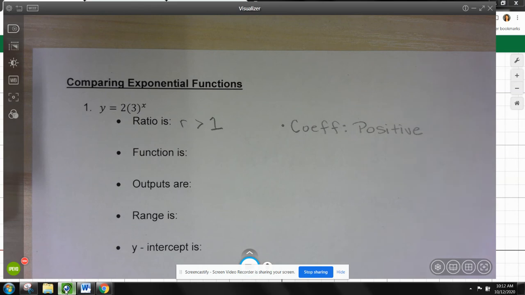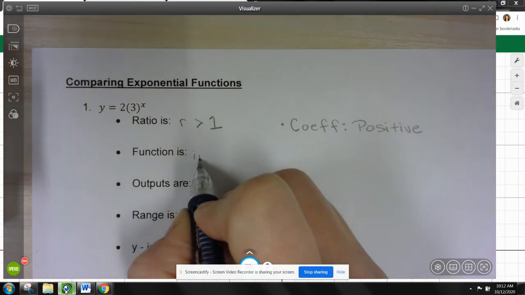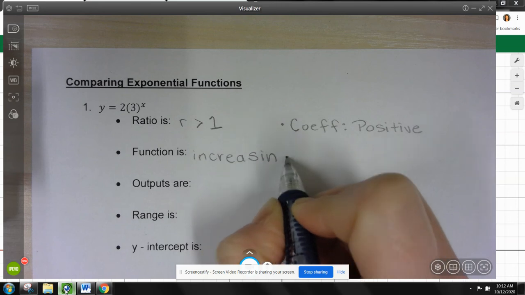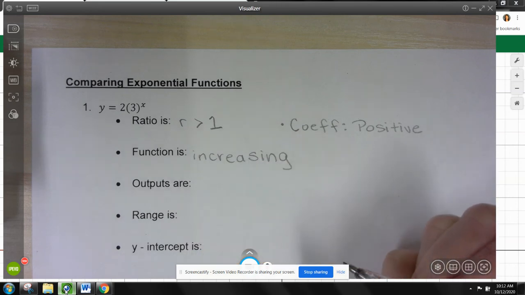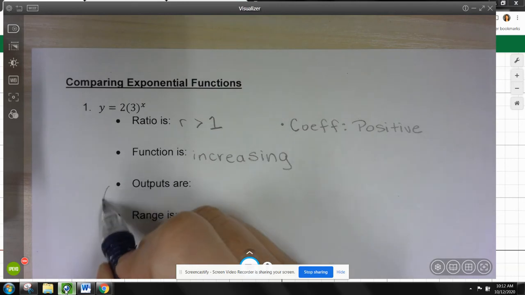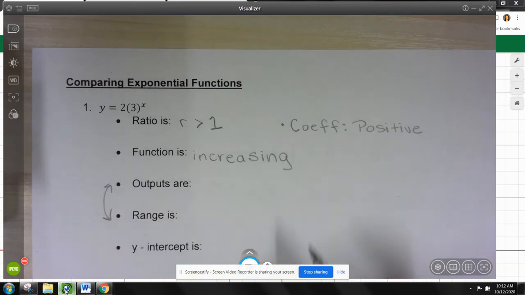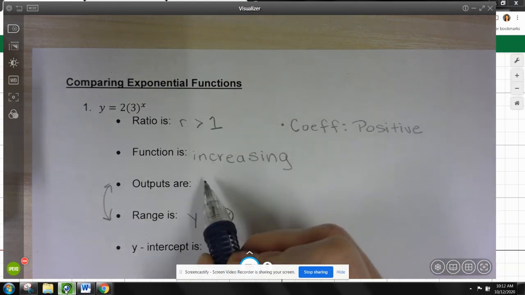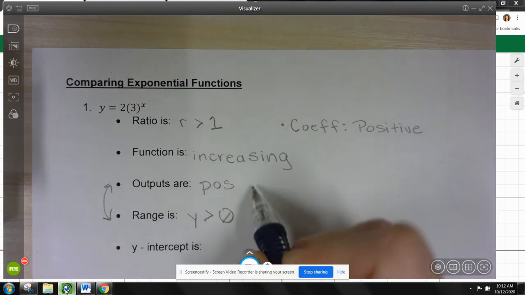So when I come back to this here, my function is increasing. My output values are going to relate to my range. These two things go hand in hand. So my range is all of my values that are above y equals 0. So that means my outputs are all positive.